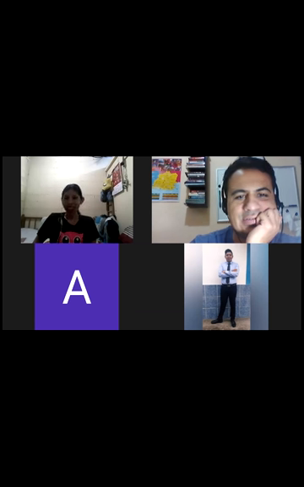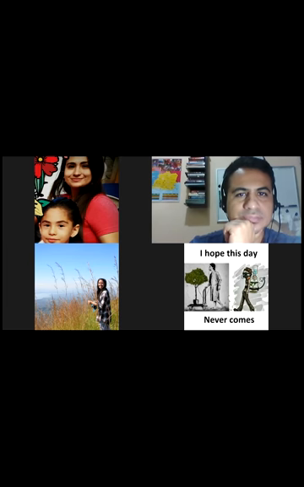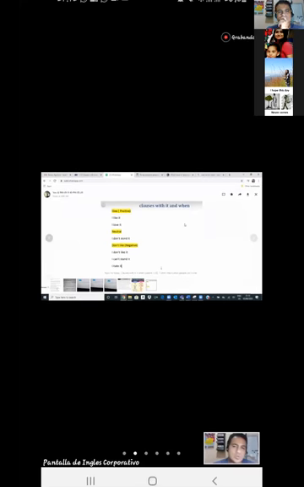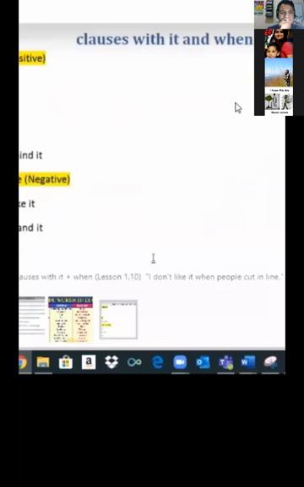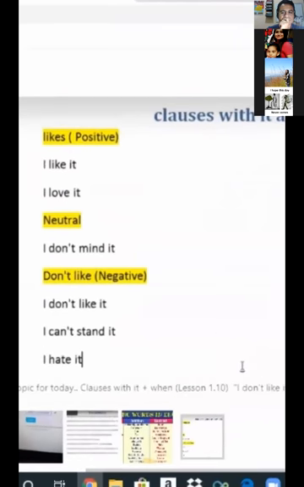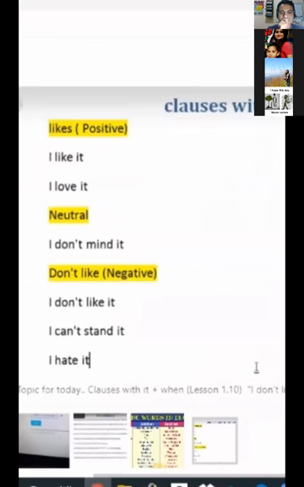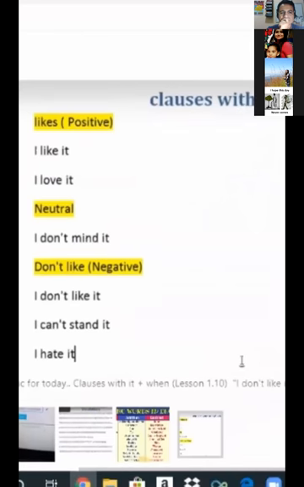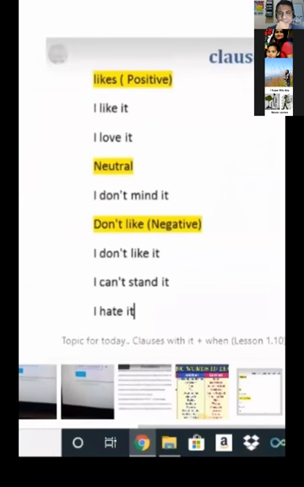It's Alex's turn. Maybe it could be, I hate it when the weather is used. About the other example, I'm going to share with you again the example of the teacher. And now, with it and when. Do you want to use the example with it, or just do other examples with when? I don't know if Andy is going to speak. Andy said in the chat that he is having problems with the Ethernet.